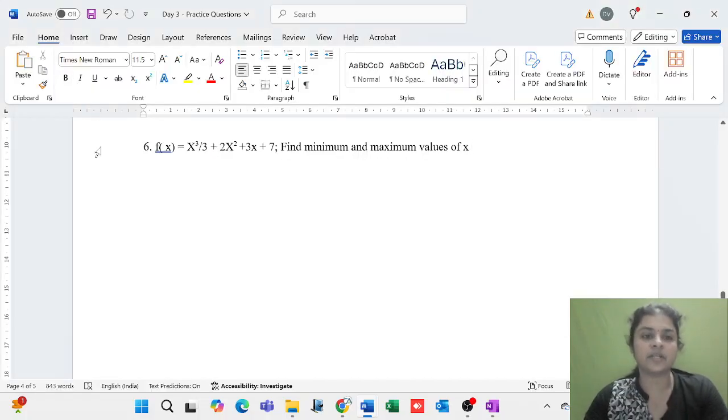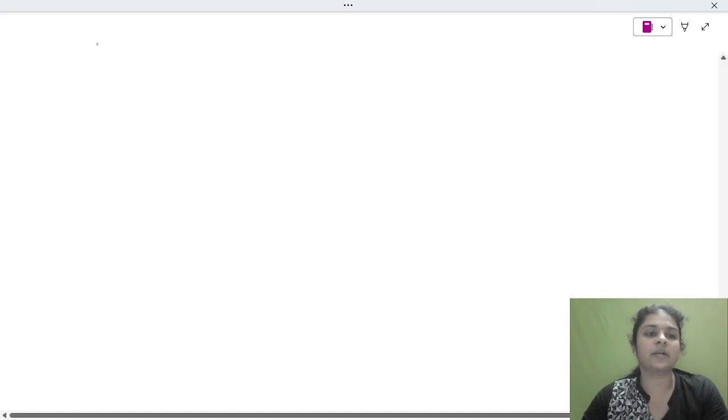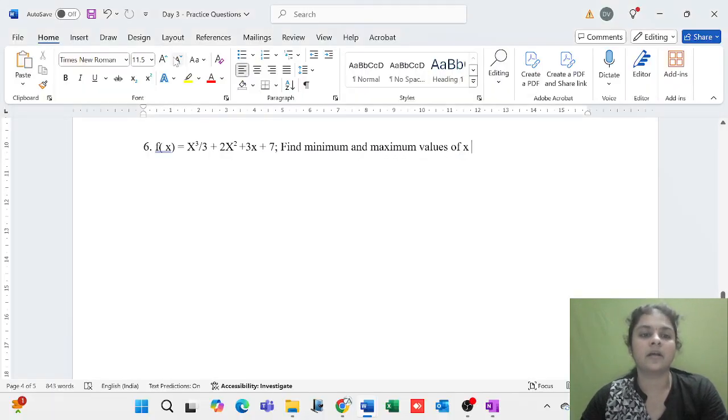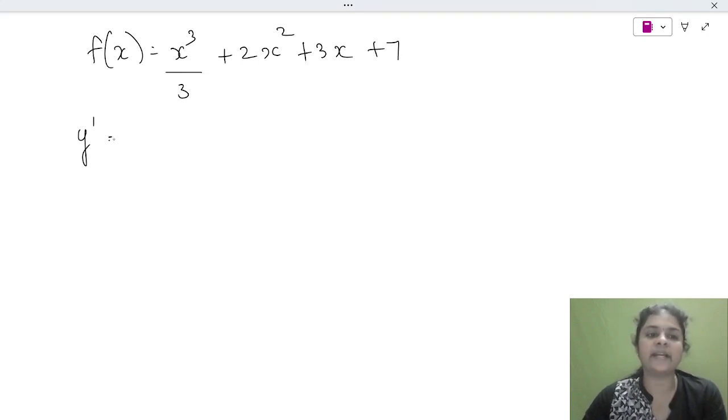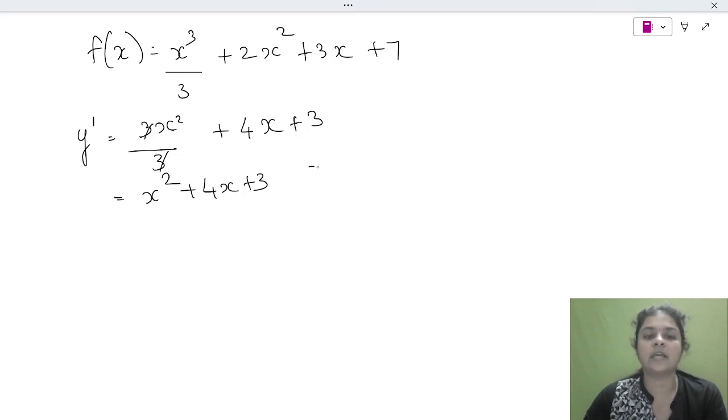I am taking the equation that is given. F of x is equal to x cube by 3 plus 2x square plus 3x plus 7. Now step 1. First find y dash, which is the first differentiation. So we write it as 3x square by 3 plus 4x plus 3. So 3 and 3 will get cancelled. The first differentiation is x square plus 4x plus 3 equals 0.